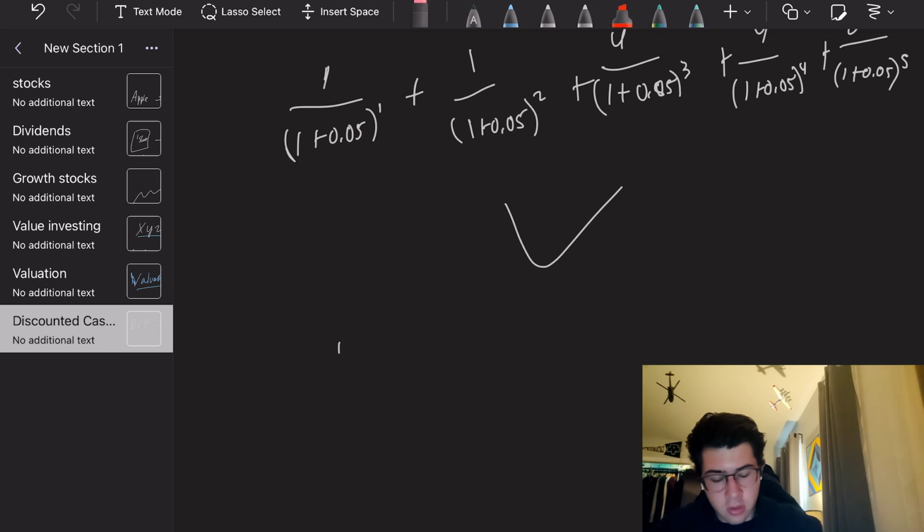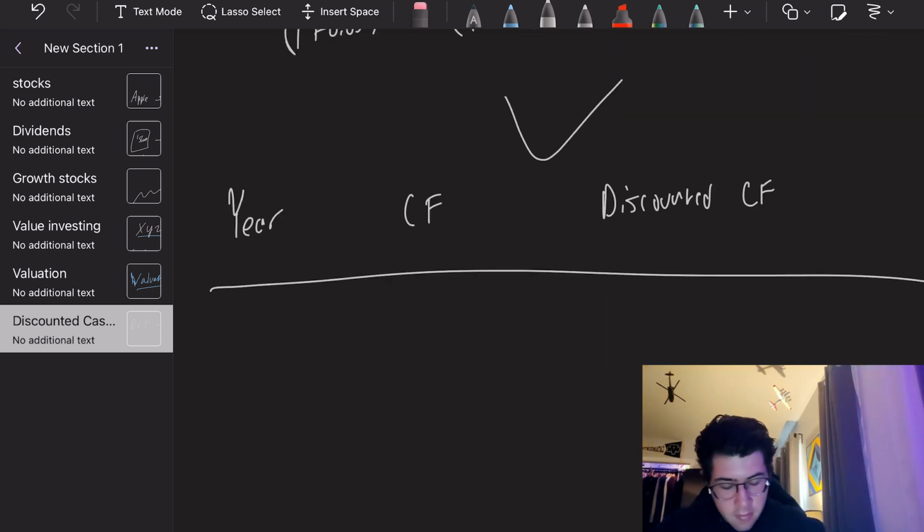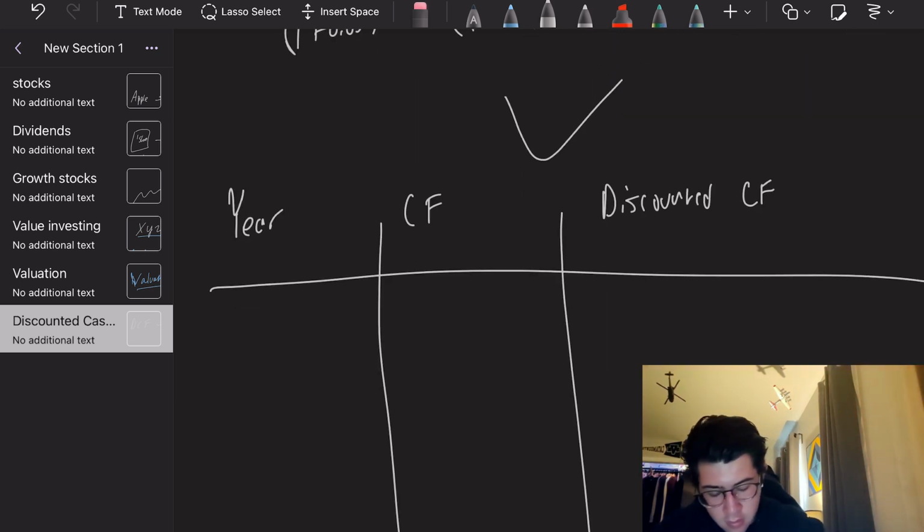Actually, here, I'll draw the chart again. So we got the year, cash flow, and then discounted cash flow. And these are millions, keep in mind.